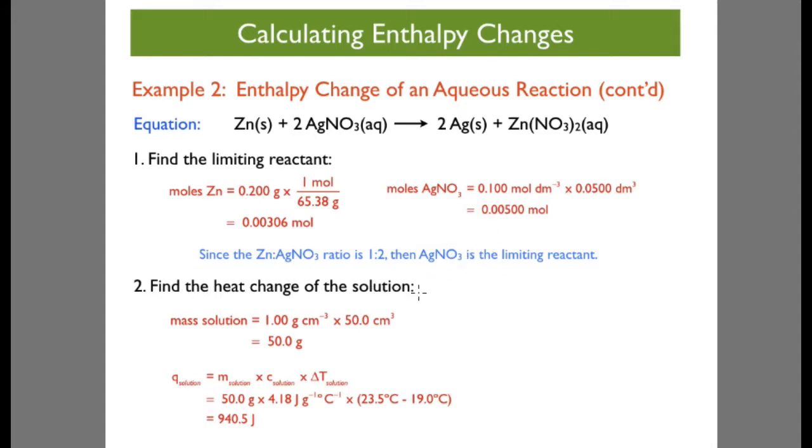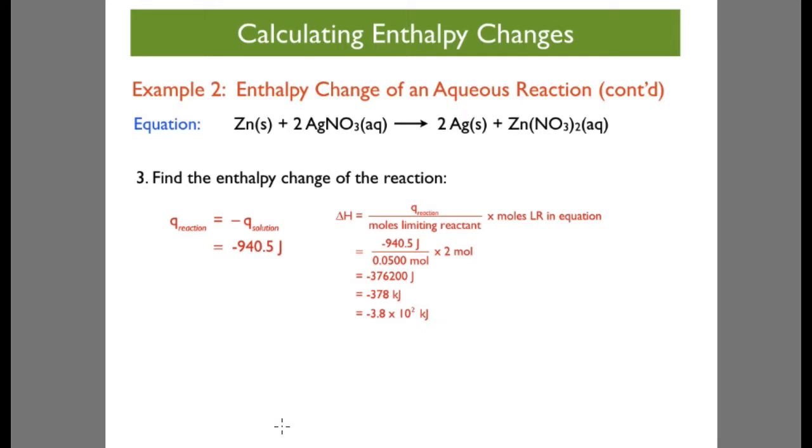Let's find the heat change of the solution. Well, we know we've got 50 centimeter cubed. It's the mass of 50 centimeter cubed of solution. We're going to use a density of 1 gram per centimeter cubed. We're going to treat it like water, so we've got 50 grams. Plug it into the formula: 50 grams multiplied by 4.18, which is the specific heat capacity of water, multiplied by the change in temperature, and we get our heat of solution, 940.5 joules.